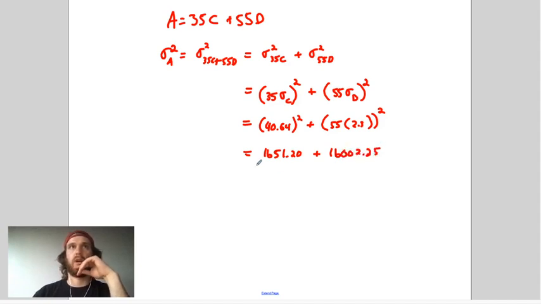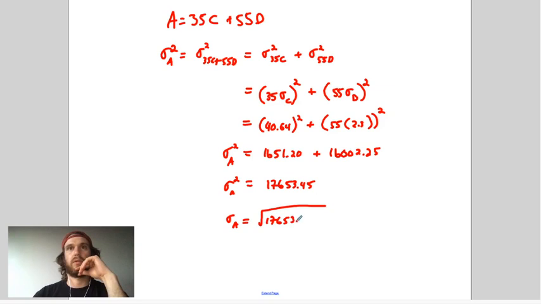16,002.25. Now remember, this is the variance of A. We don't have the standard deviation yet. So we add these two together, and you get 17,653.45 for the variance of A. So that means the standard deviation of A is just the square root of that value, which is $132.87.